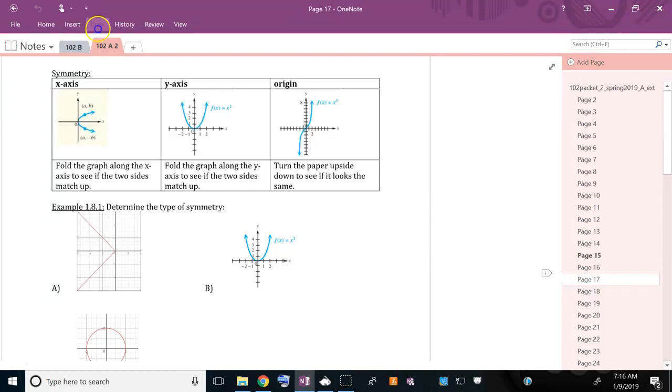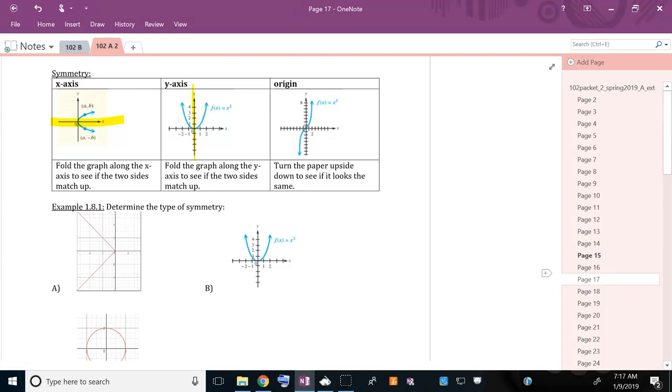So for x-axis symmetry, if you can fold along the x-axis and the two sides match up, then we say it has x-axis symmetry. Similarly for y-axis, if we fold along the y-axis and the two sides match up, it will have y-axis symmetry. Now origin's a little bit different.